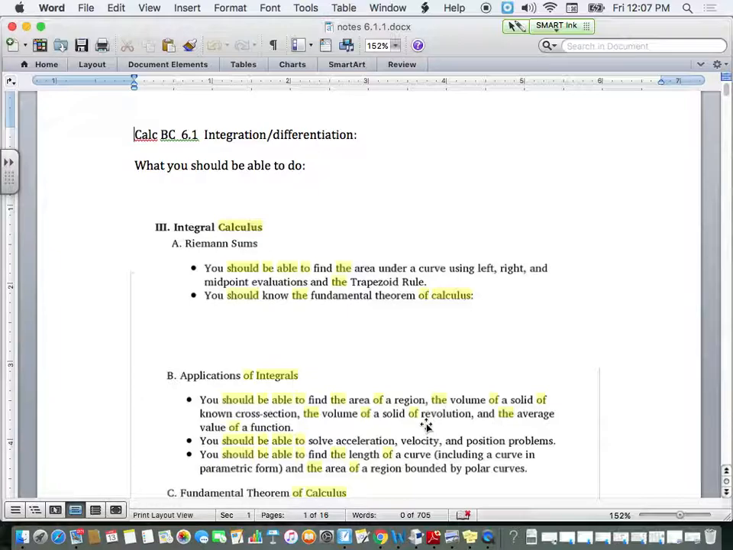Okay, I thought what I'd do is read this to you, or look at it. This is their description of what you need to be able to do, in terms of integration.